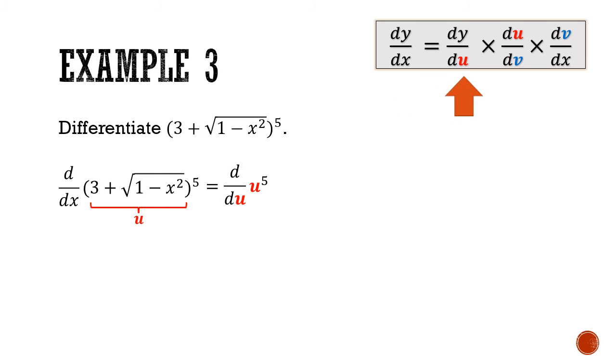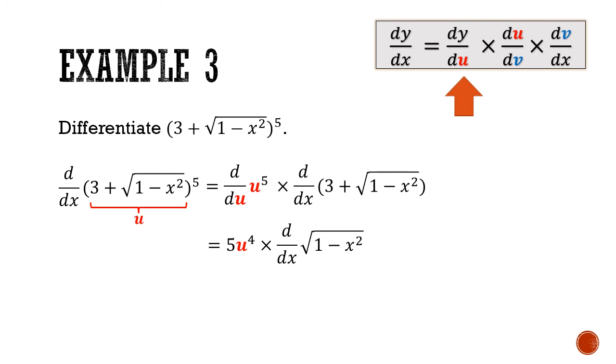So I just have to differentiate the expression with respect to u. So I'm differentiating u to the power of 5 with respect to u, but I have to multiply by the chain. So I'm going to multiply by du/dx, which is differentiating 3 plus square root 1 minus x squared with respect to x. So the first part, differentiating with respect to u, I'll get 5u to the power of 4. When I differentiate the rest of it with respect to x, the 3 will vanish because it's just a constant term. Square root of 1 minus x squared, we can't quite differentiate that.